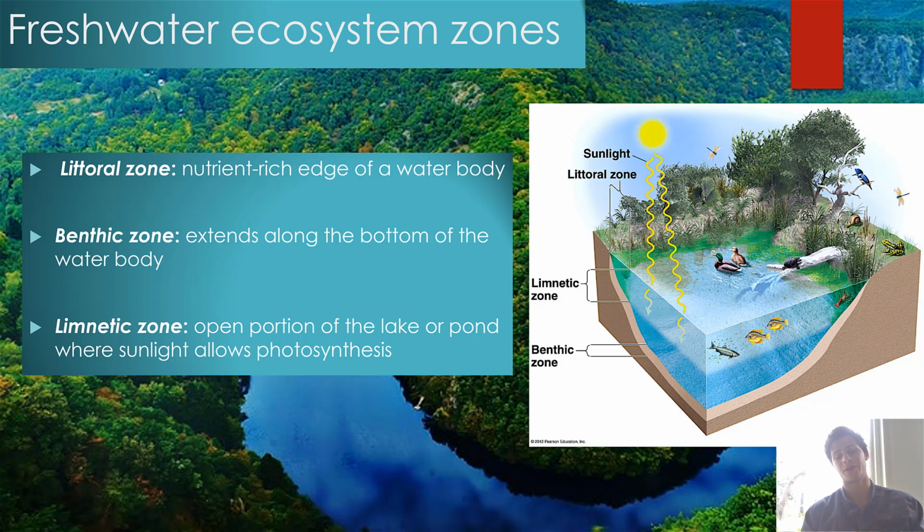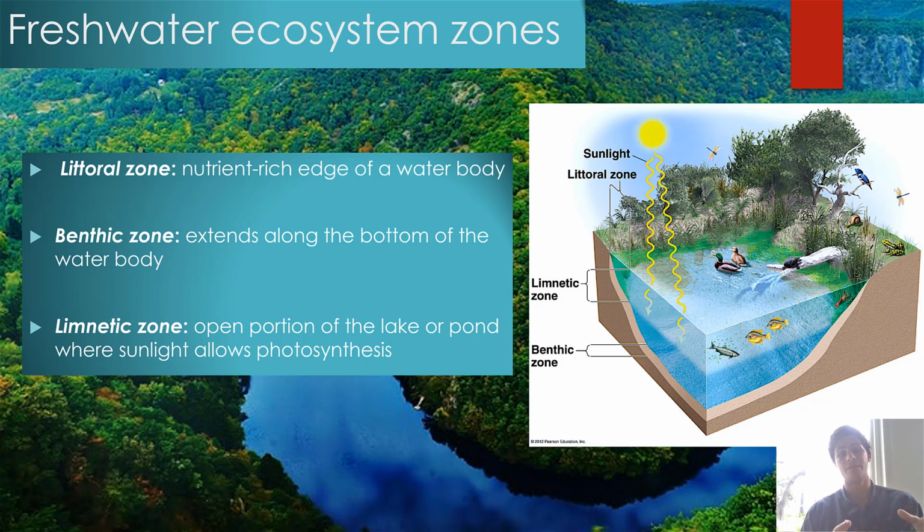Moving along, freshwater ecosystems have different zones. Fun fact, I've actually been working on a few freshwater ecosystems for the last couple of years over in Walton County, so it's kind of neat to be able to talk about some of the regions that we've been working on. Anyway, the littoral zone is the nutrient-rich edge of a water body. This is normally where you have a lot of plants and vegetation right along the edge of the water. Normally, this is a very shallow area where sunlight can penetrate, so that different aquatic vegetation and plants can get enough sunlight to photosynthesize.